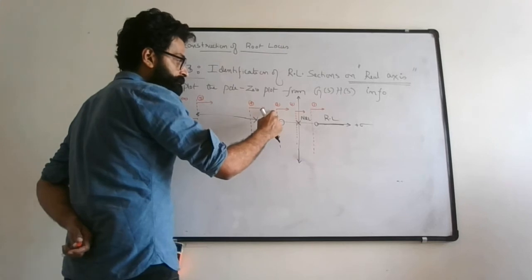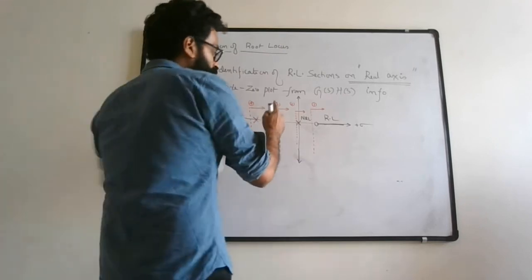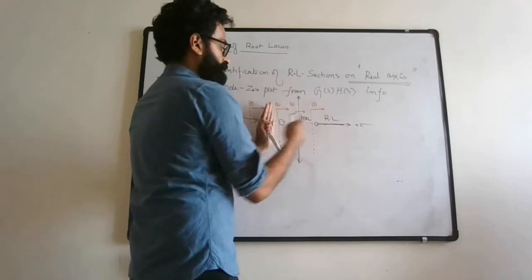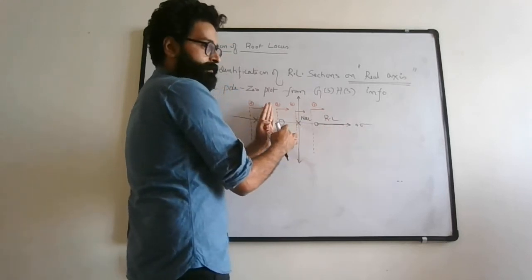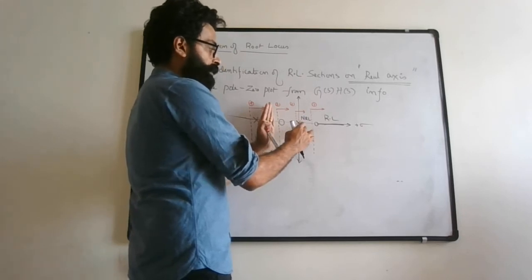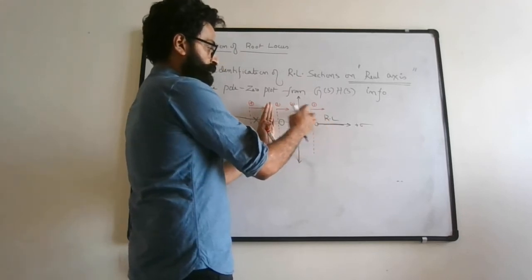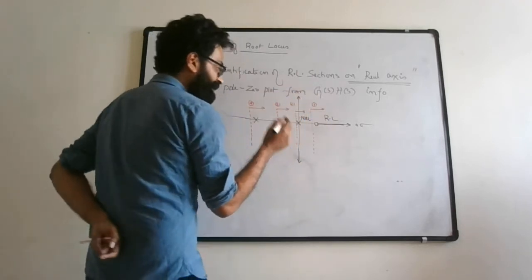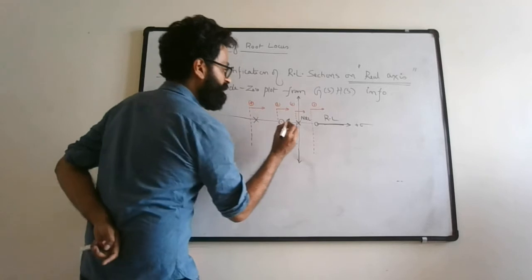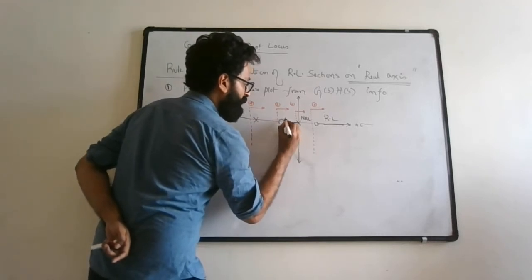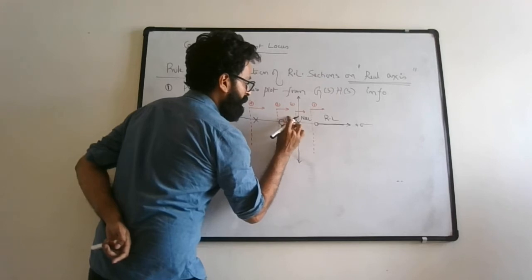Take the reference as section 3 and count how many poles and zeros are lying on the right hand side of this particular section. So you have one zero, one pole and the second zero. So the total count becomes 3. 3 is an odd number. So there exists a root locus between this pole and this zero, so you can write it as RL.